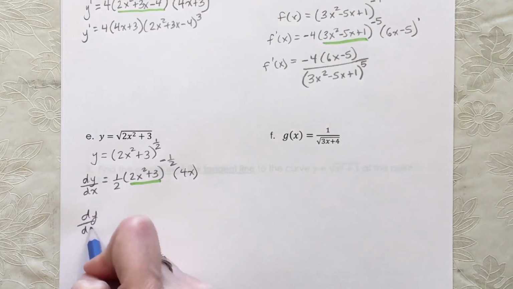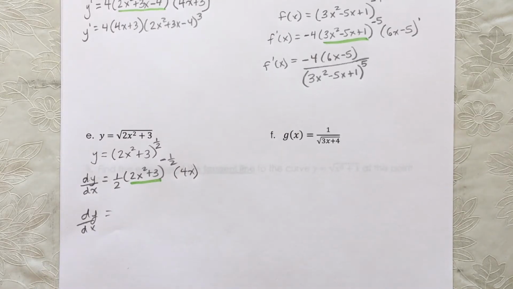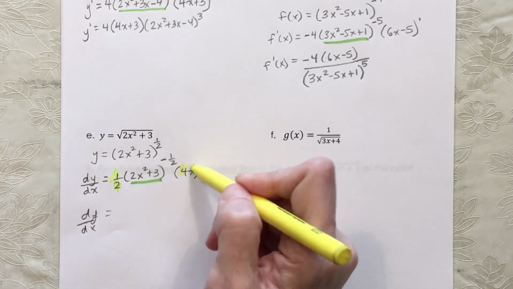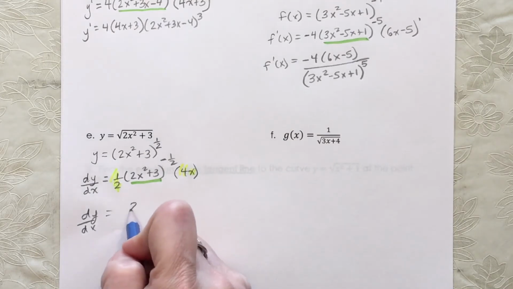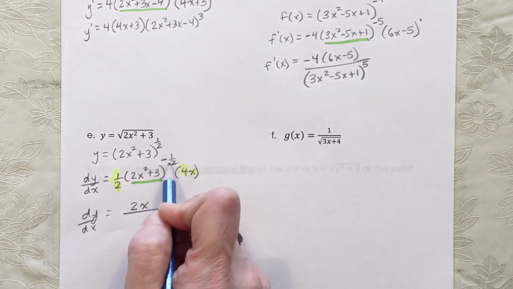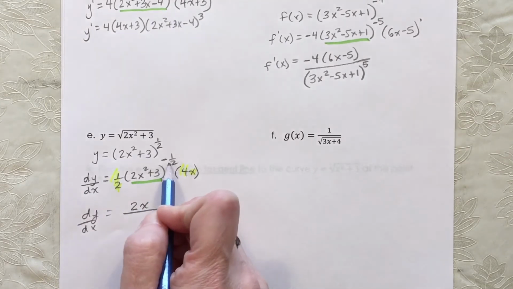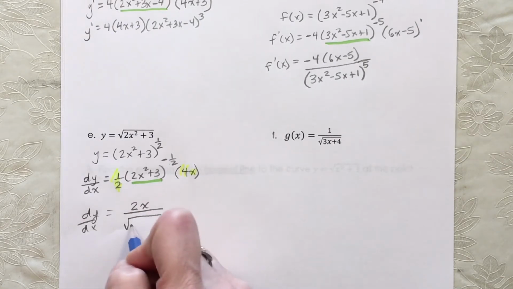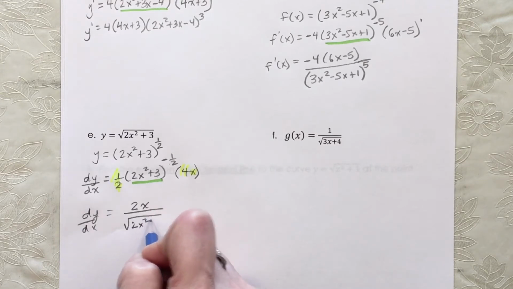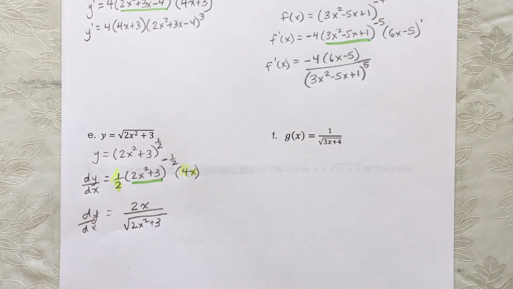All right, and then when we simplify this, we do have monomials this time. So we can multiply the 1/2 by the 4x. If you multiply 1/2 by 4x, you get 2x, and that 2x is going to be in the numerator. The 2x squared plus 3 is going to be in the denominator because it's to a negative exponent, so it's going to be the square root of 2x squared plus 3. You could think of it as in the bottom it would be 2x squared plus 3 to the positive 1/2, which would be the square root of 2x squared plus 3. So that would be the answer as simplified as you can make it.